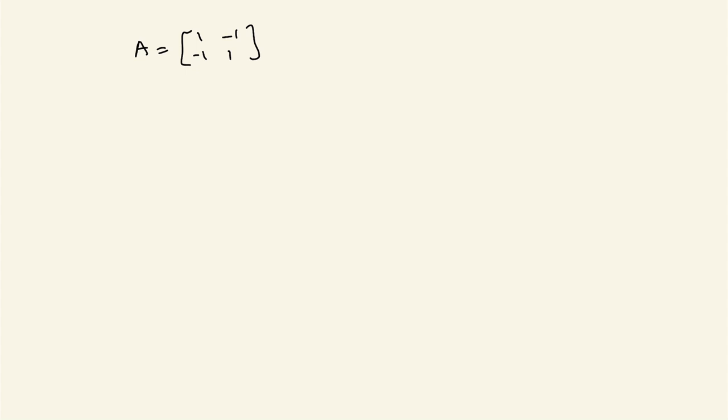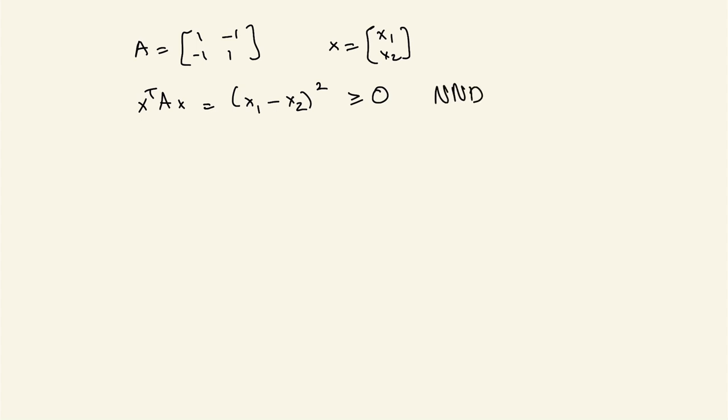We can also apply the equivalent notation. Let's consider some arbitrary vector x1, x2. X transpose AX, if we multiply with each other, has x1 minus x2 to the power of 2. We cannot say this is strictly positive. It can be 0, right, when x1 equals x2. The best we can say is that it is non-negative definite, applying the equivalent notation.